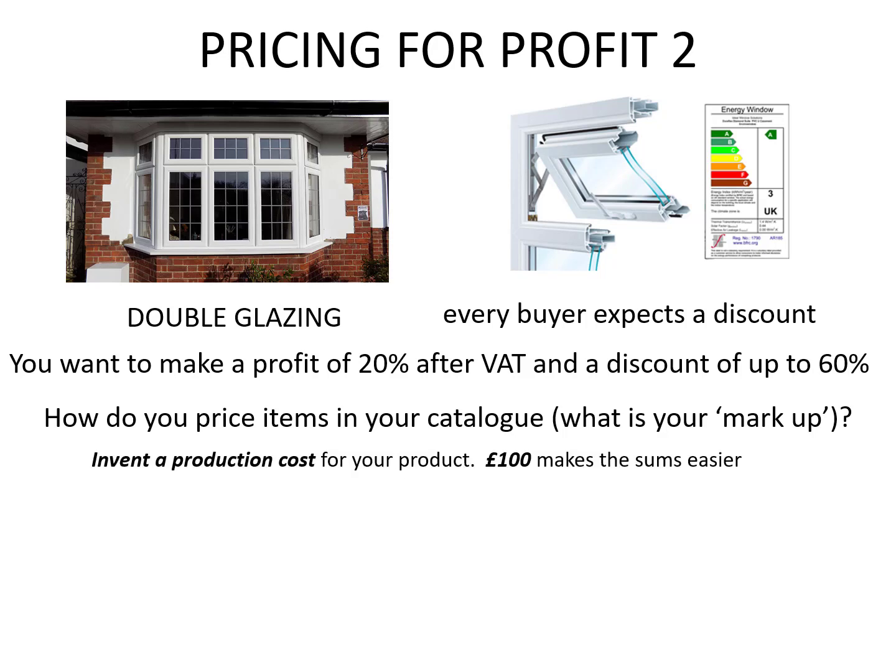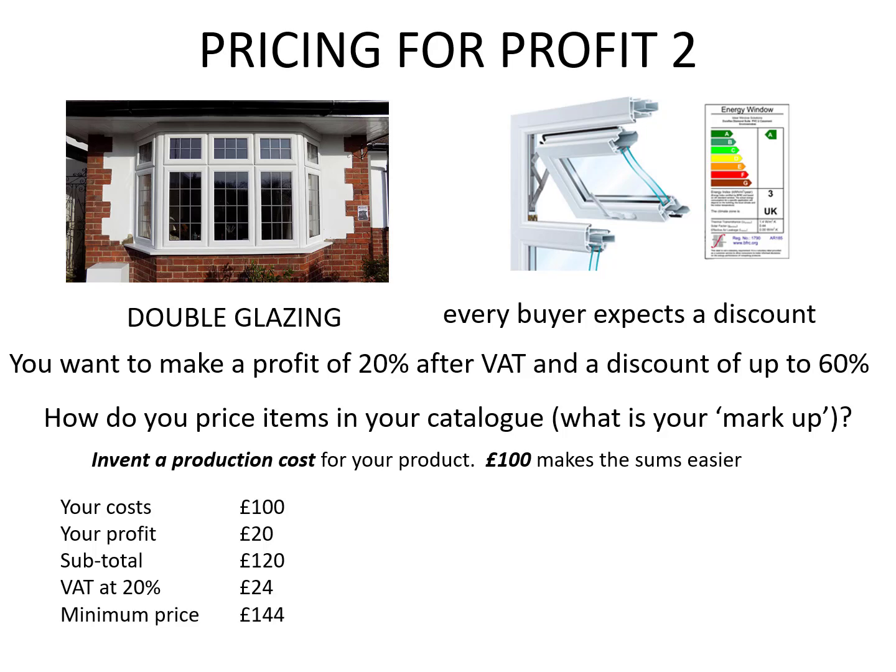As before, let's invent a production cost for the product. In the case of the toy bus, £100 was obviously too high. In the case of double glazing for a house, it's clearly too low. Doesn't matter, it makes the sum simple. So, £100 to double glaze a house, and you want to make £20 profit. So that means we want to sell it for £120, but we've got to take into account VAT at 20%, so we have to be charging our consumer £144 for that £100 worth of double glazing.